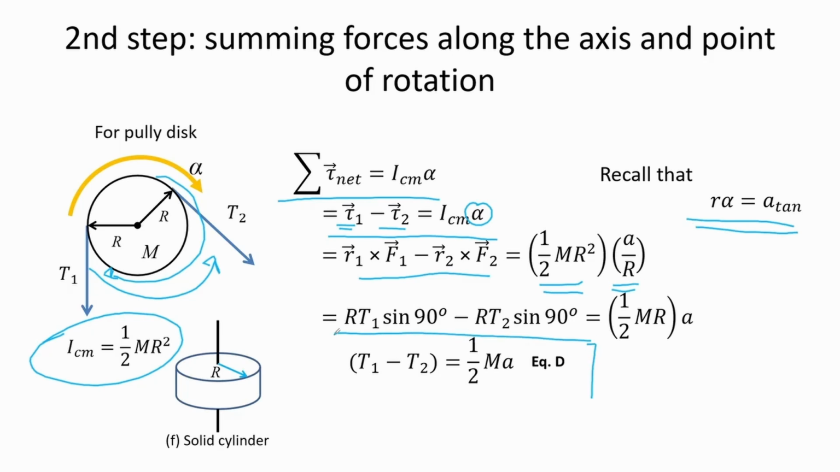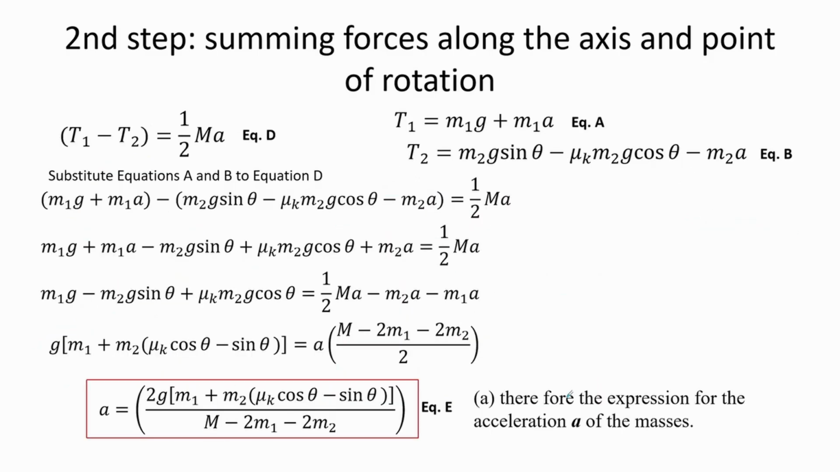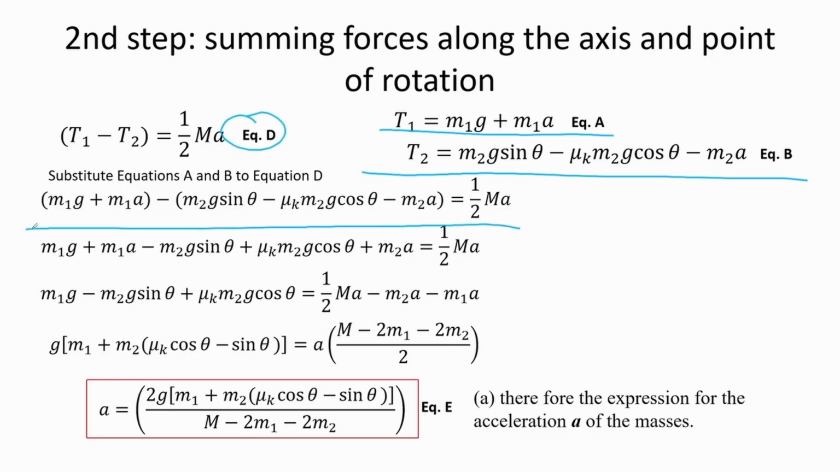We then use this expression and substitute the other two expressions of tension. Substituting equations A and B into equation D, we get an expression for the acceleration. Here we have a couple of steps to simplify equation D, so double check as you transpose terms, especially the signs. Written at the bottom is the expression for the acceleration a.